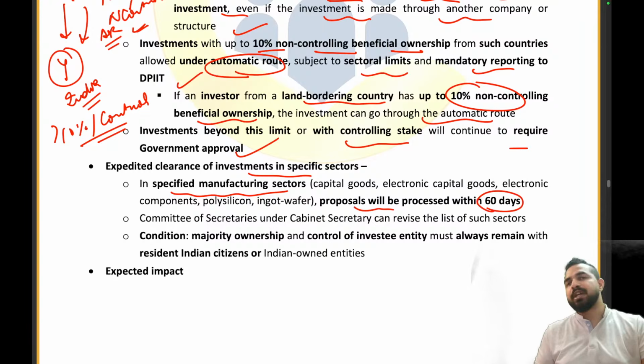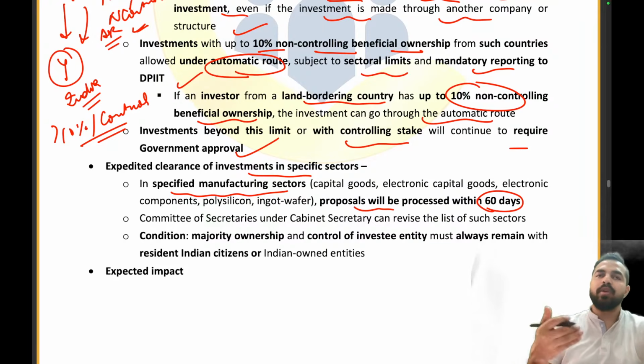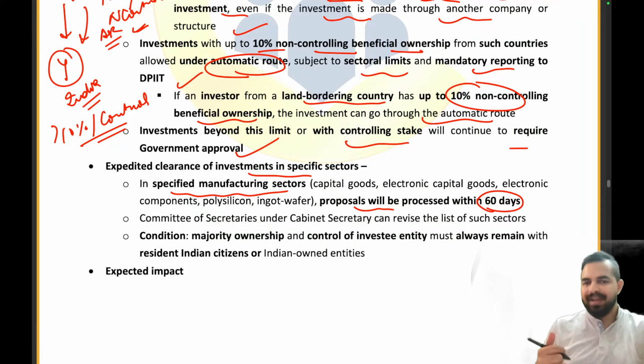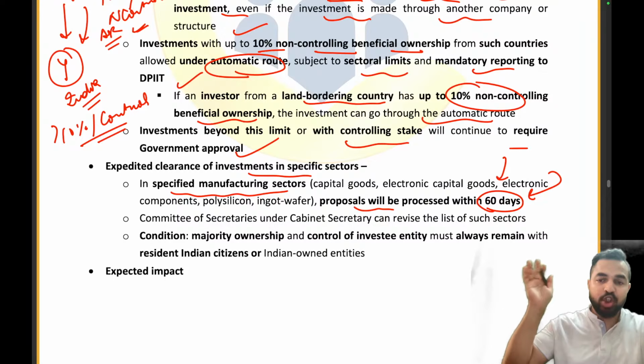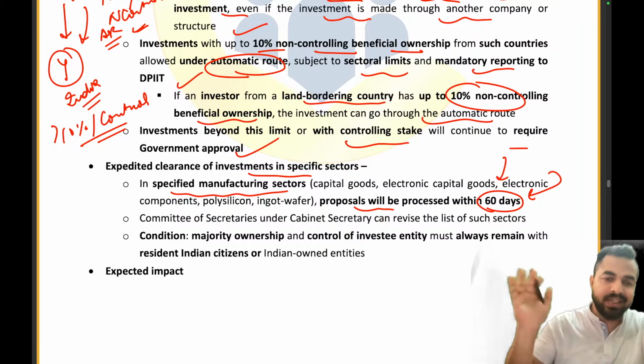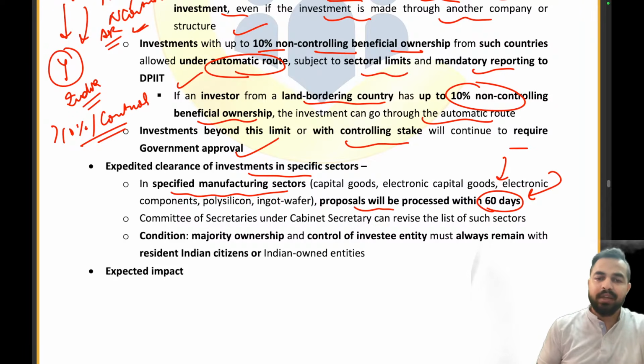My dear friends, there are some sectors which really require a good amount of financing and external help, and that is why in such sectors, for example electronic capital goods, electronic components, polysilicon, ingot wafers, the government says that if you are investing the money, then we will give the approval within 60 days. So this is the timeline. What is the timeline? It should be processed within how many days? 60 days. The committee of secretaries under the cabinet secretary can revise the list of such sectors.